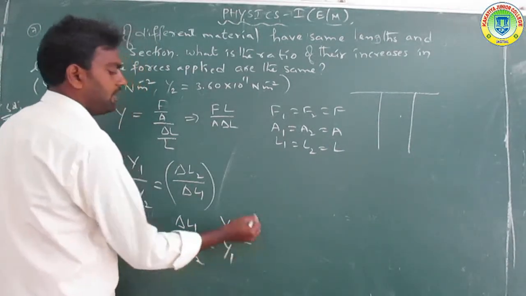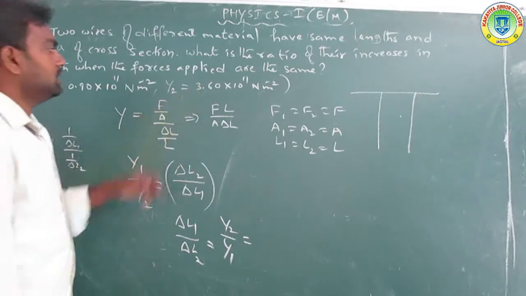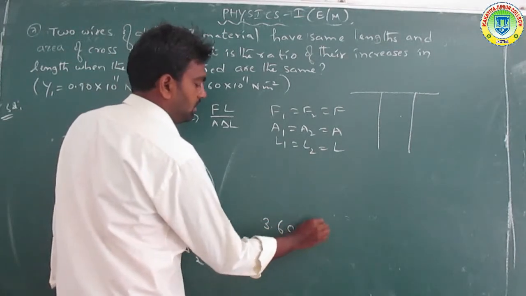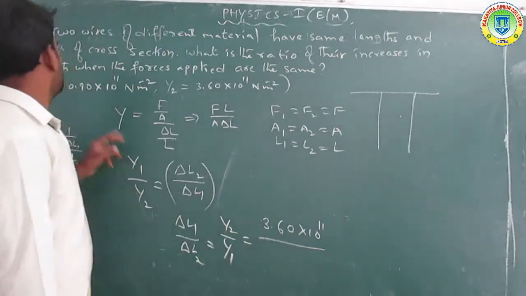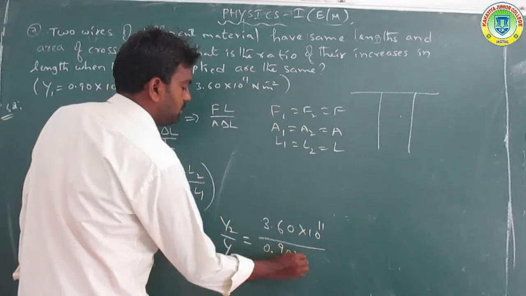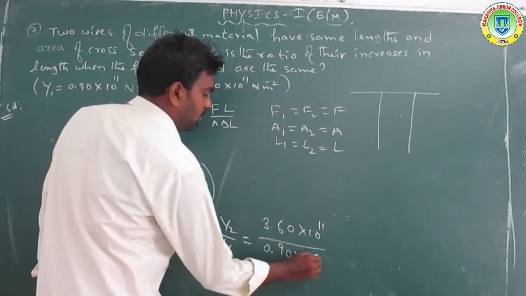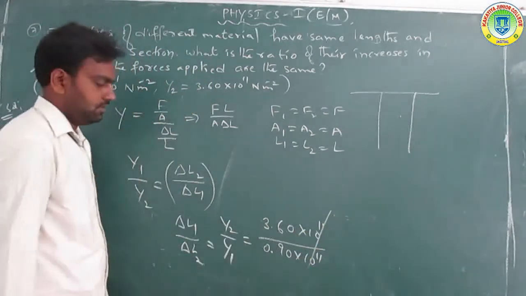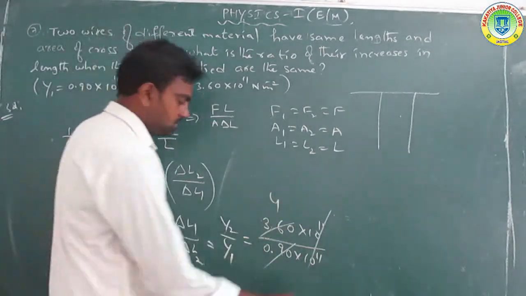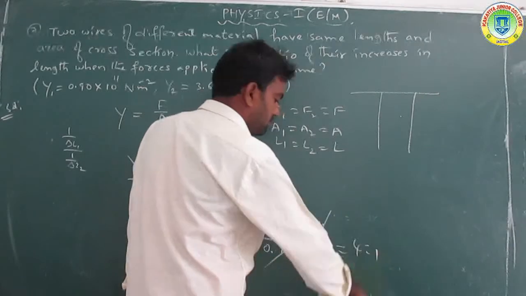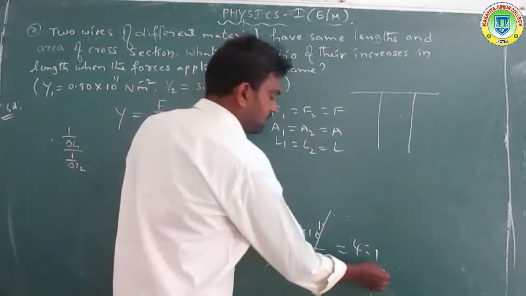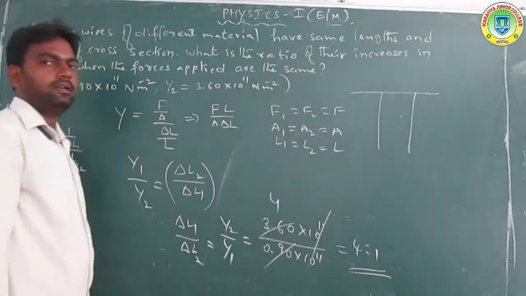Y2 is 3.60 into 10 to the power of 11, divided by Y1, which is 0.90 into 10 to the power of 11. The powers of ten cancel, so 3.60 by 0.90 gives 4:1. So delta L1 by delta L2, the ratio of the increase in length, is 4:1.